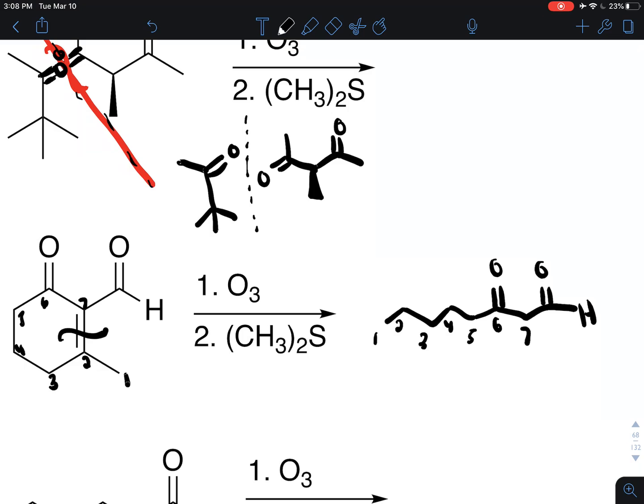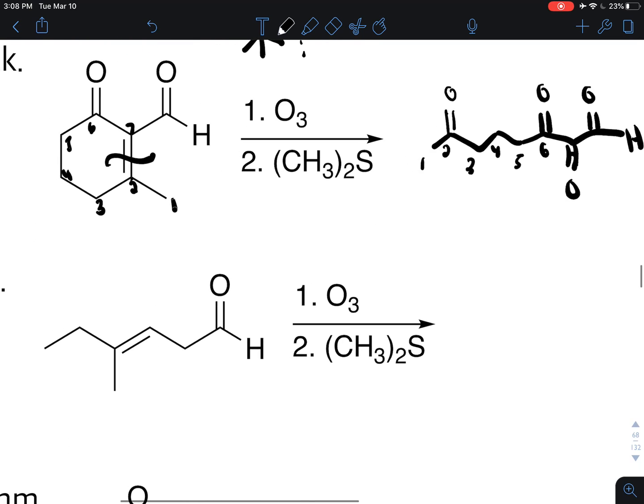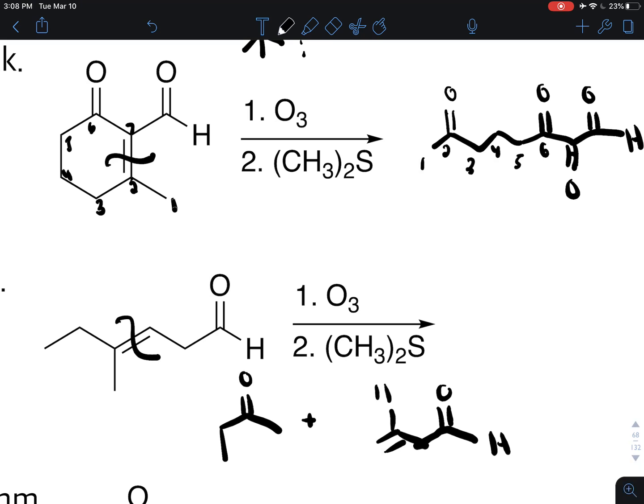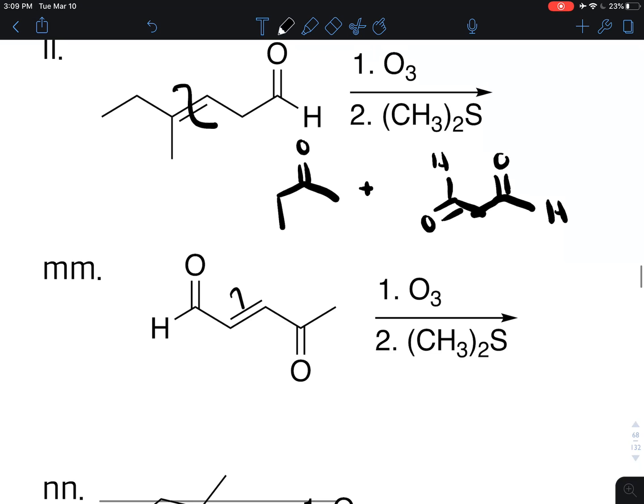Okay, so where was that pi bond? So that pi bond was on carbon 2 and carbon 7. So on carbon 2 and on carbon 7, I need to have those carbonyls as well. Okay, so that's that. It cuts those carbon-carbon double bonds. So if you see any sort of cyclic system, it's going to open it up. Okay, so over here, big squiggly, your two products should be that, and it should be that. Okay, easy enough. Keep moving on.